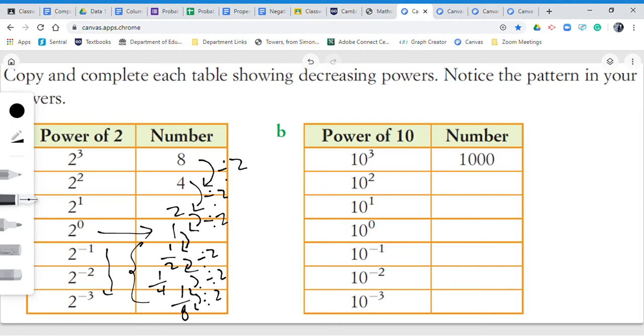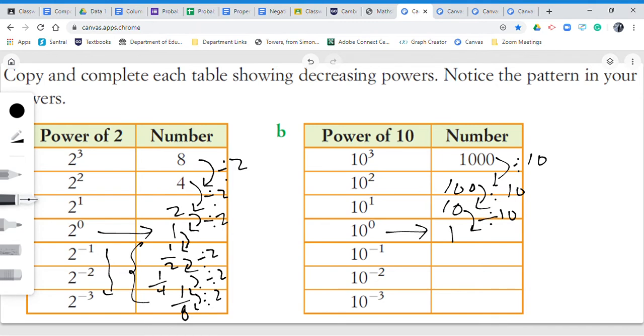We'll divide by 10 here. Sorry, a little tired. And I get 100, so that's divided by 10. Again, 100 divided by 10 gives 10. 10 to the power of 1 is just 10. If you divide by 10 again, 10 divided by 10 is just 1. So 10 to the power of 0 is 1.